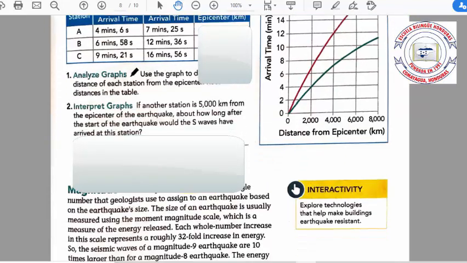Number 2, question. Interpret graph. If another station is 5,000 kilometers from the epicenter of the earthquake, about how long after the start of the earthquake will the S waves have arrived at this station? What is the time? Will the S wave arrive at the station?